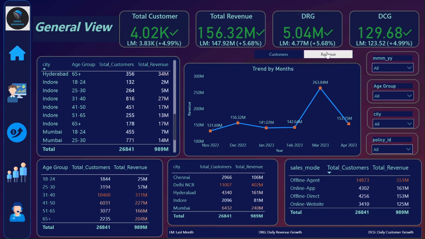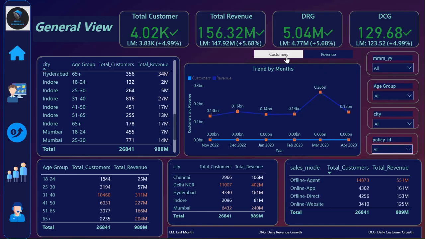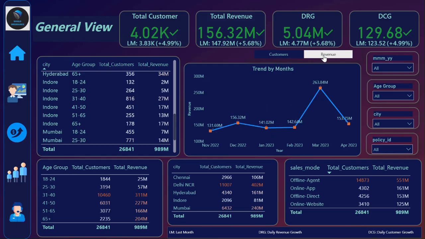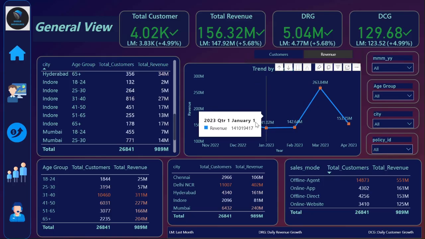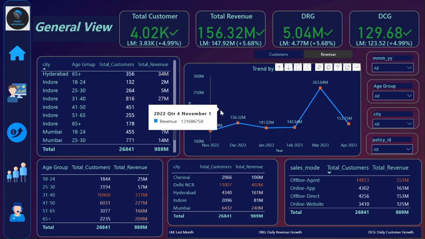The second is the trend by month. This is a toggle button. If you select revenue, it shows the revenue. If you select customer, it shows the customers. In the month of March 2023, the revenue is the highest, and the lowest is November, and April is also among the lowest.